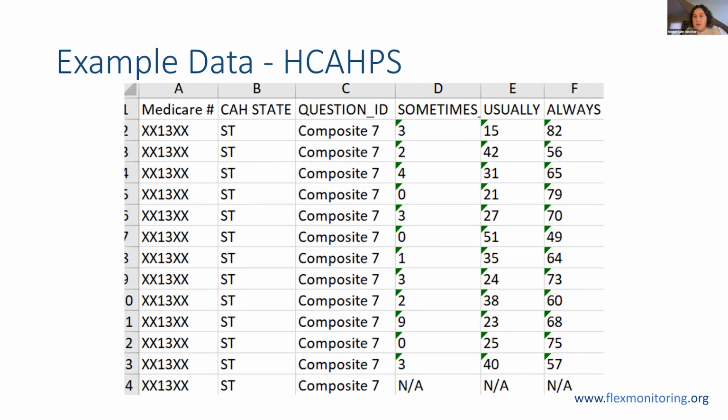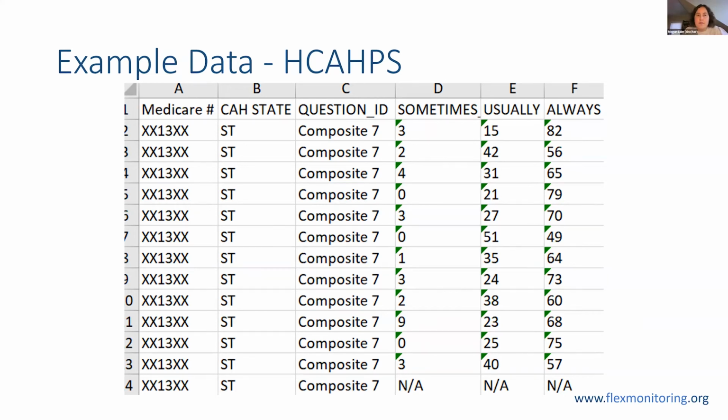And so this is the HCAHPS one. So again, looking at one of those measures that was on the previous screen. So the state value for this composite 7 was 47%, compared to 55% for CAHs nationally and 64% for that benchmark. And so in looking at some of these hospitals, you're going to look at that column F with the always, you can see that some of those hospitals are doing really well. You see at the top there an 82. That's not a hospital that necessarily needs a lot of help in this area for this portion of HCAHPS. But if you look down, you see a 56 and a 49. So just by looking at the data, you can see there may be some hospitals that are struggling a bit more than others. And so that overall state number that was 47 doesn't reflect all of your hospitals.